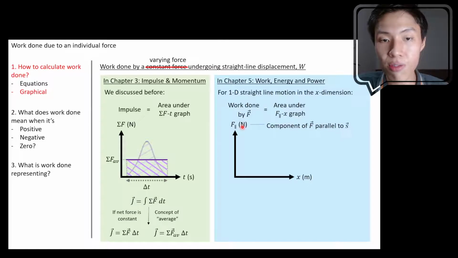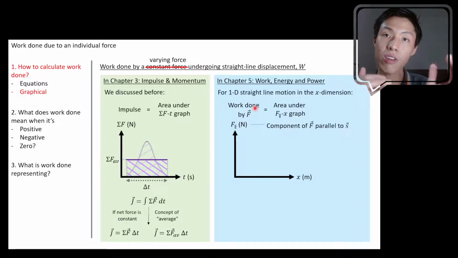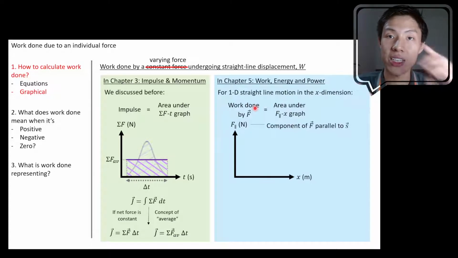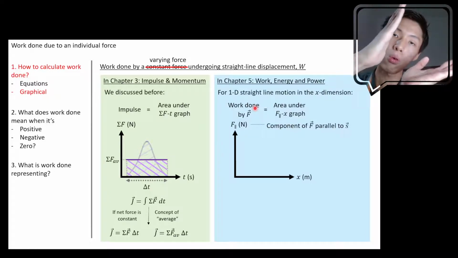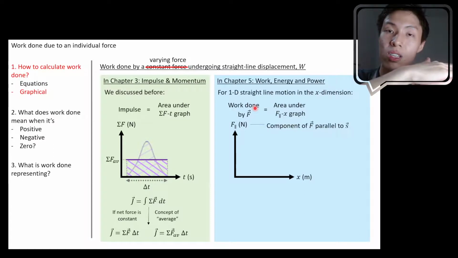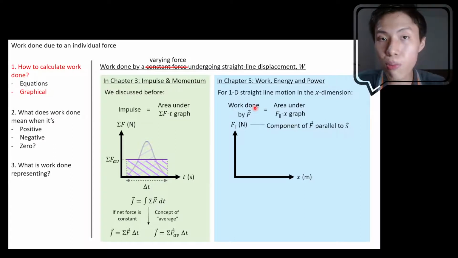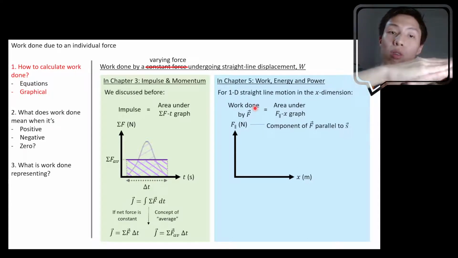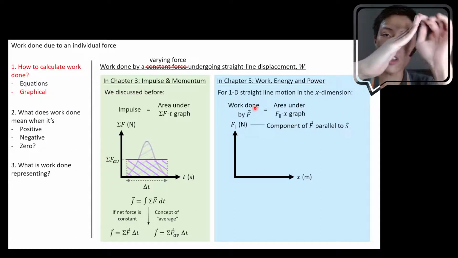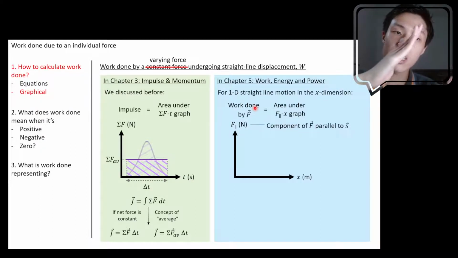So why do I specifically mention F parallel? Why don't I just put F? Because for work done, remember there's a cos theta behind. It's F s cos theta, right? So we only care about the component of force that is parallel to the displacement. Again, dot product, the idea is parallelness. So we want the force to be parallel to the displacement. If our force is not parallel to the displacement, we only care about the component that is parallel to the displacement.